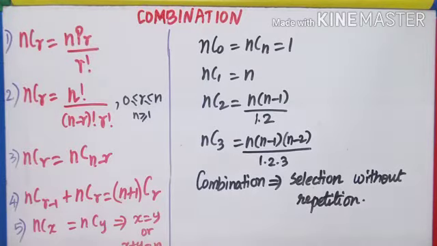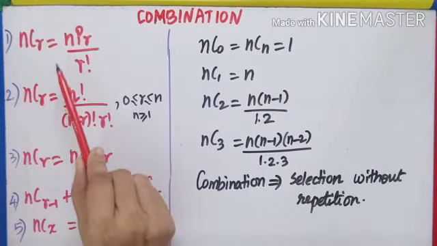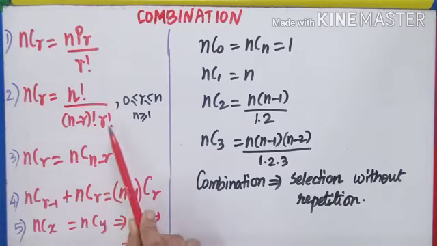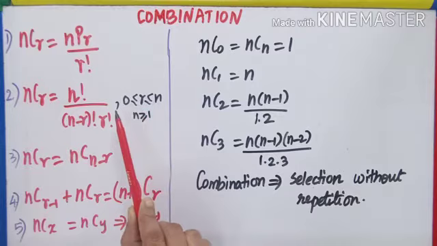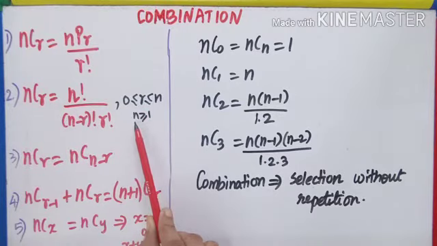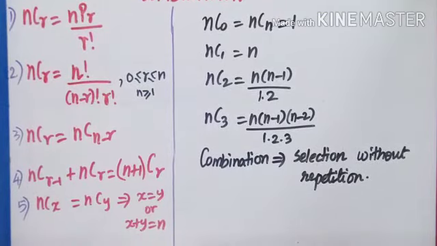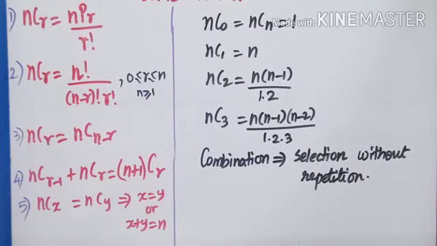List of formulas as we discussed earlier. Combination, the very first formula: nCr equals nPr by r factorial. nCr equals n factorial by (n minus r) factorial into r factorial. r should be between 0 and n. n should be greater than or equal to 1. nCr equals nC(n minus r). nC(r-1) plus nCr equals (n+1)Cr. nCx and nCy are equal implies either x is equal to y or x plus y equals n.